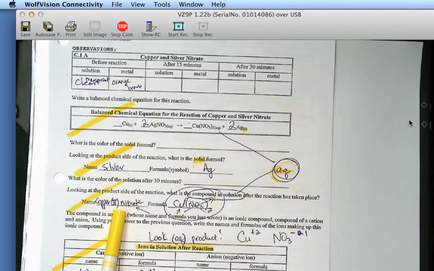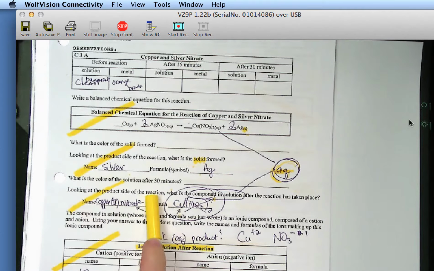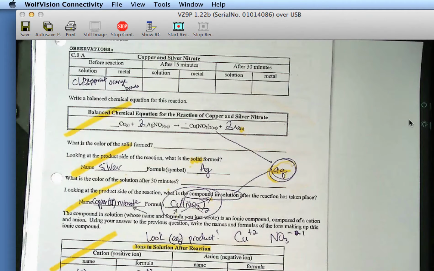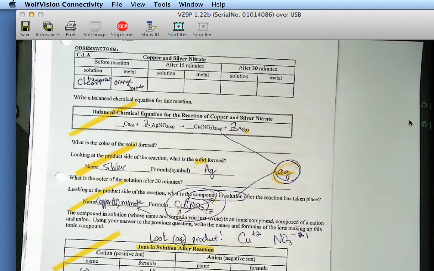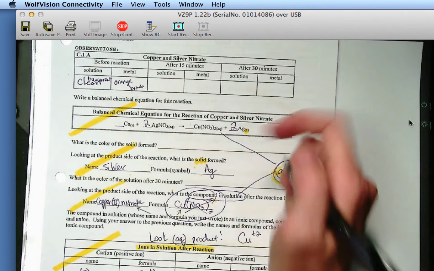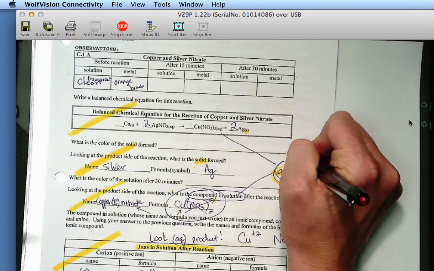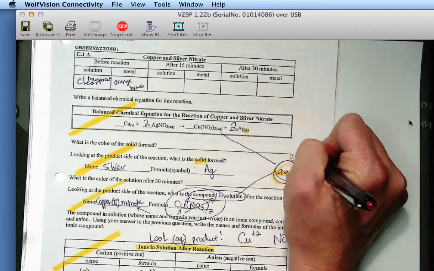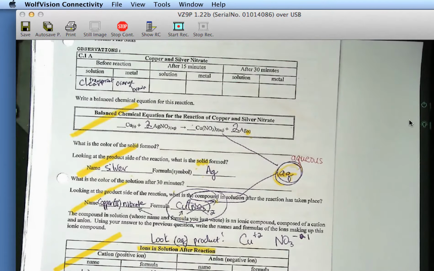On the other product, looking at the product side of the reaction, what is the compound in solution? That's aq. That stands for aqueous, and that means the compound is in solution. Aqueous. So the compound in solution is copper 2 nitrate.